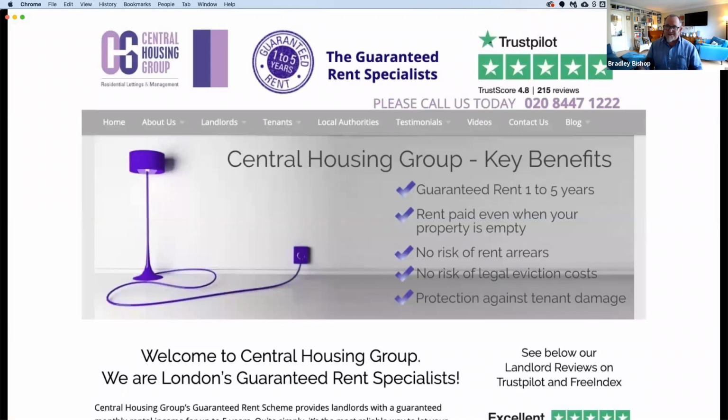This is another one. They're a letting agent. Their logo says they're letting and management. They're a guaranteed rent specialist. So they've got that message in there multiple times, which means that they get a really low bounce rate because people understand that they've arrived in the right place and they've found what they're looking for.